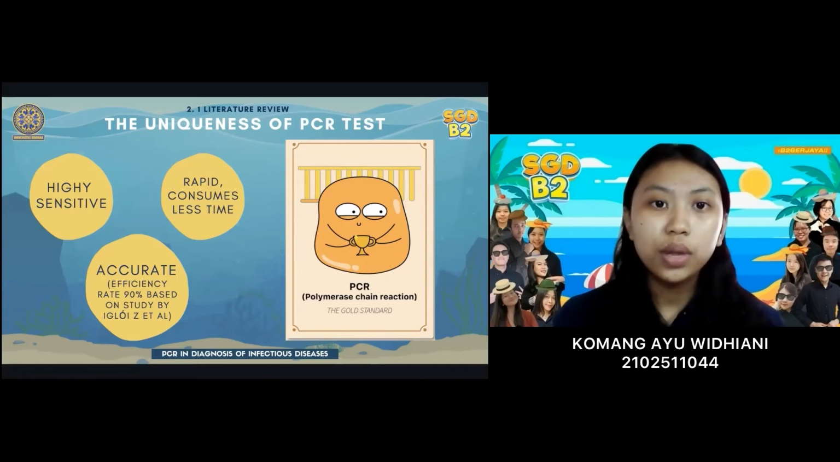Some reports also indicate that RT-qPCR has the ability to target bacterial pathogens. Next slide.